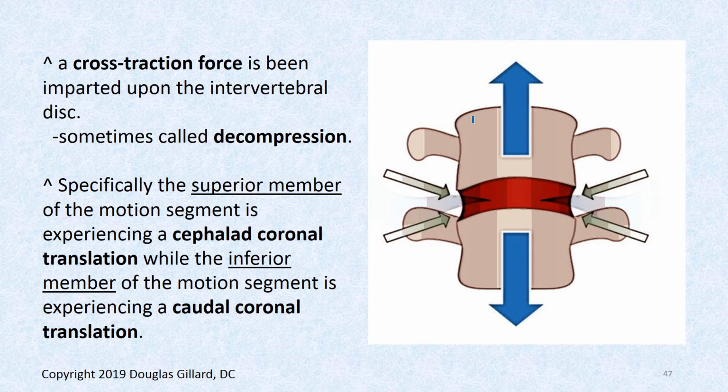So you can put one hand, I'm not even going to try to draw it, but you can have one hand pushing this way and another pushing that way, and therefore we've imparted a cephalad coronal translation on this vertebrae and a caudal coronal translation on this vertebrae. And this is kind of called a cross-traction. Some people call it a decompression, although decompressions can be isolated to cephalad or isolated to caudal as well.